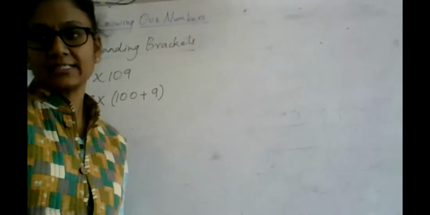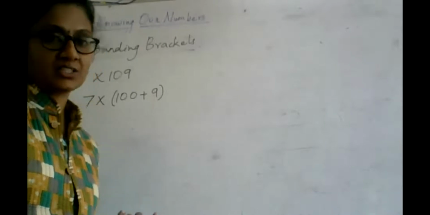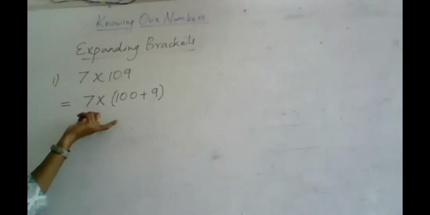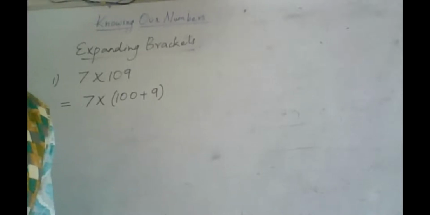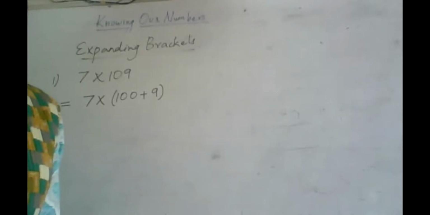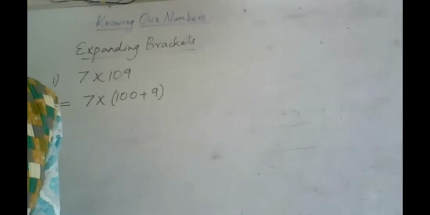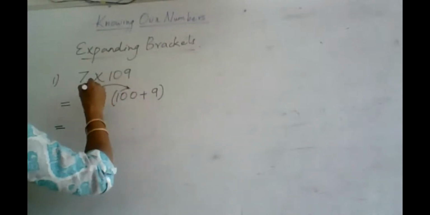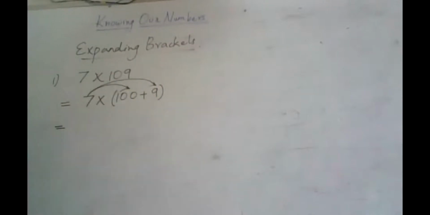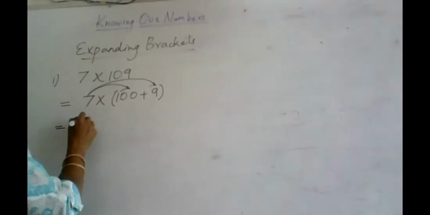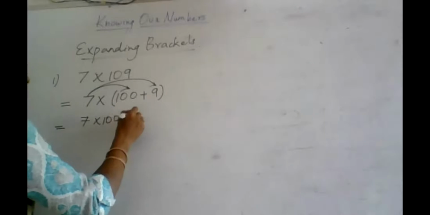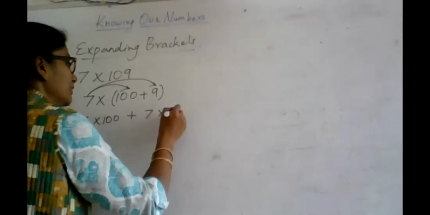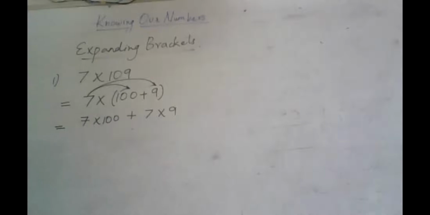Now what you see as 100 plus 9 will be distributed over the multiplication. We have come across the distributive law in your lower classes also. So you will see this as 7 multiplied with 100 plus 9, which means you are expanding this bracket. Now it will be 7 multiplied with 100 and then 7 will be multiplied with 9 also. So you are distributing this multiplication over addition. First you will multiply 7 into 100. Then you will multiply 7 into 9. And these two products will be added further.